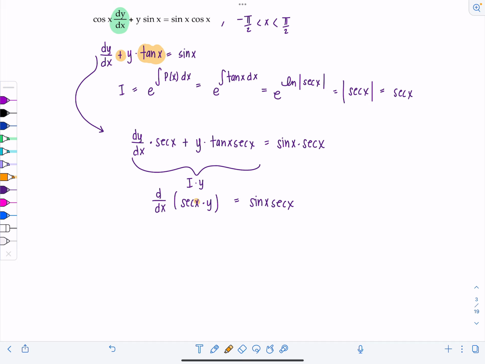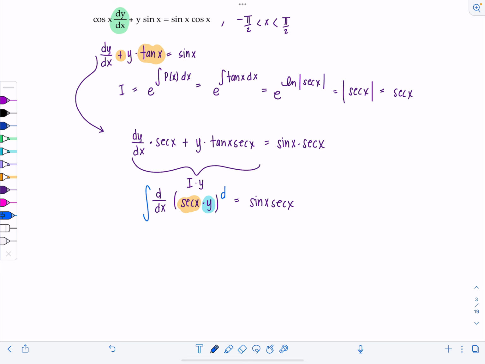So we would have to do the product rule. Derivative of secant x is secant x tan x. Oh, there it is. Leave y alone. Plus, and then if you left secant x alone and then you multiplied by derivative of y, there you go. All right. So after you multiply by the integrating factor, the left-hand side should be the derivative of the integrating factor times y, the dependent variable. Good. It is. We checked.